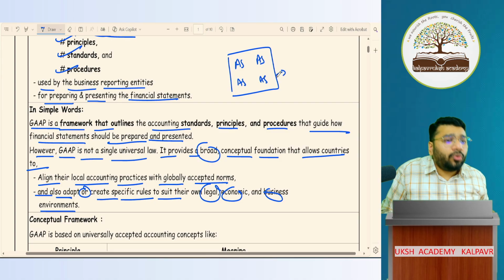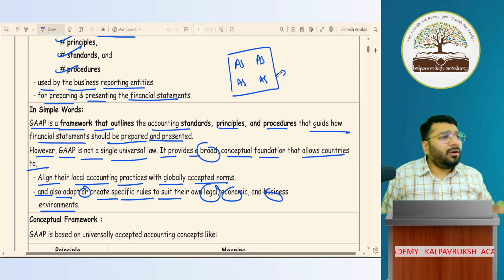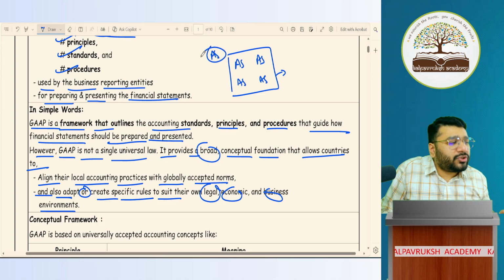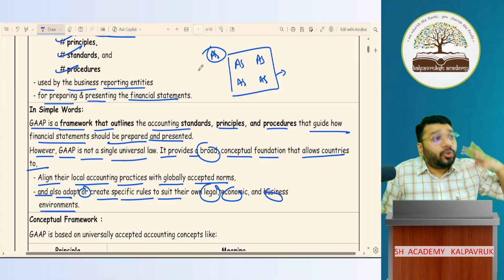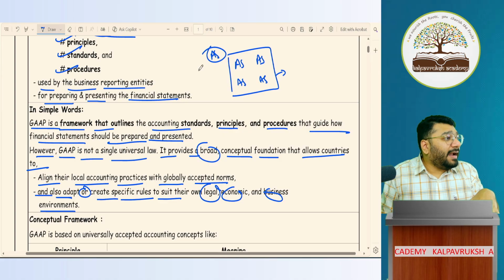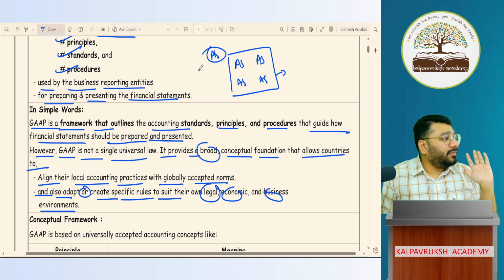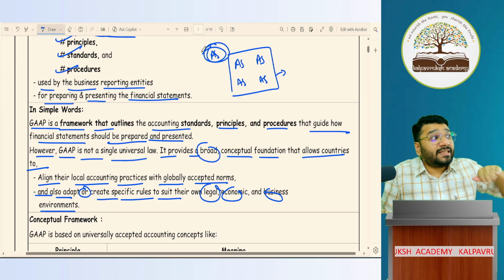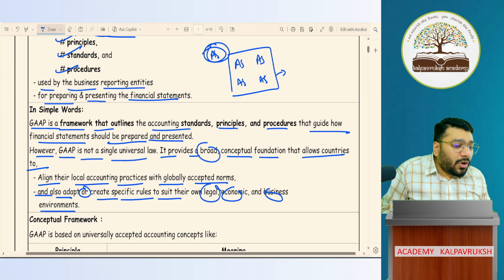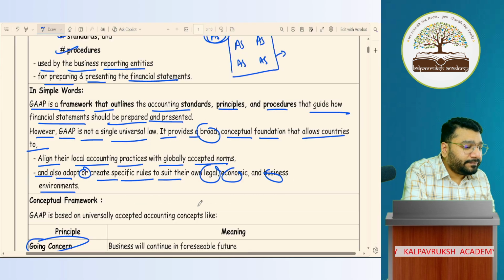If anybody goes out of it, is there any penalty or prosecution involved? Nobody is going to tell you anything. So if you want to go out of the GAAP and prepare something, you can do it. But if you prepare any accounting standard which is going out of the framework of GAAP, then we believe that kind of accounting standard is not reliable or consistent or uniform. Means when any financial statement is prepared using such accounting standards, then we will lose all of these characteristics of the financial statement. Got it, not got it?